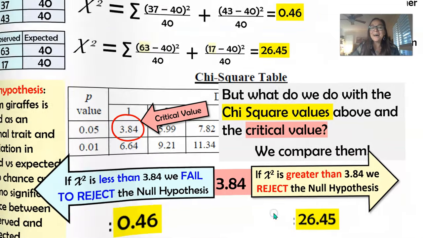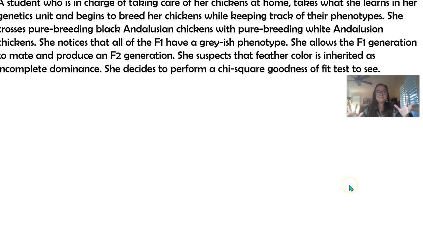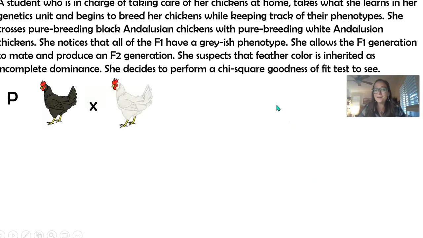Okay. So I have two more examples for us. So let's go ahead and see about a student who is in charge of taking care of her chickens at home. She takes what she learns in her genetics unit and begins to breed her chickens while keeping track of their phenotypes. She crosses a pure breeding black Andalusian chicken with a pure breeding white Andalusian chicken. Okay, so there's our parental generation.